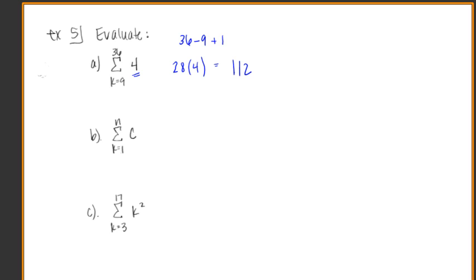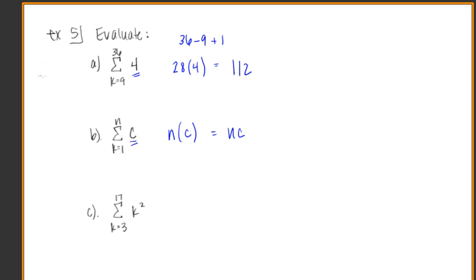And here in part B, it's saying from 1 to n, so for n total times, we're going to be adding c. So c plus c plus c plus c. So for n times, I'm adding c, so the answer here is just nc.